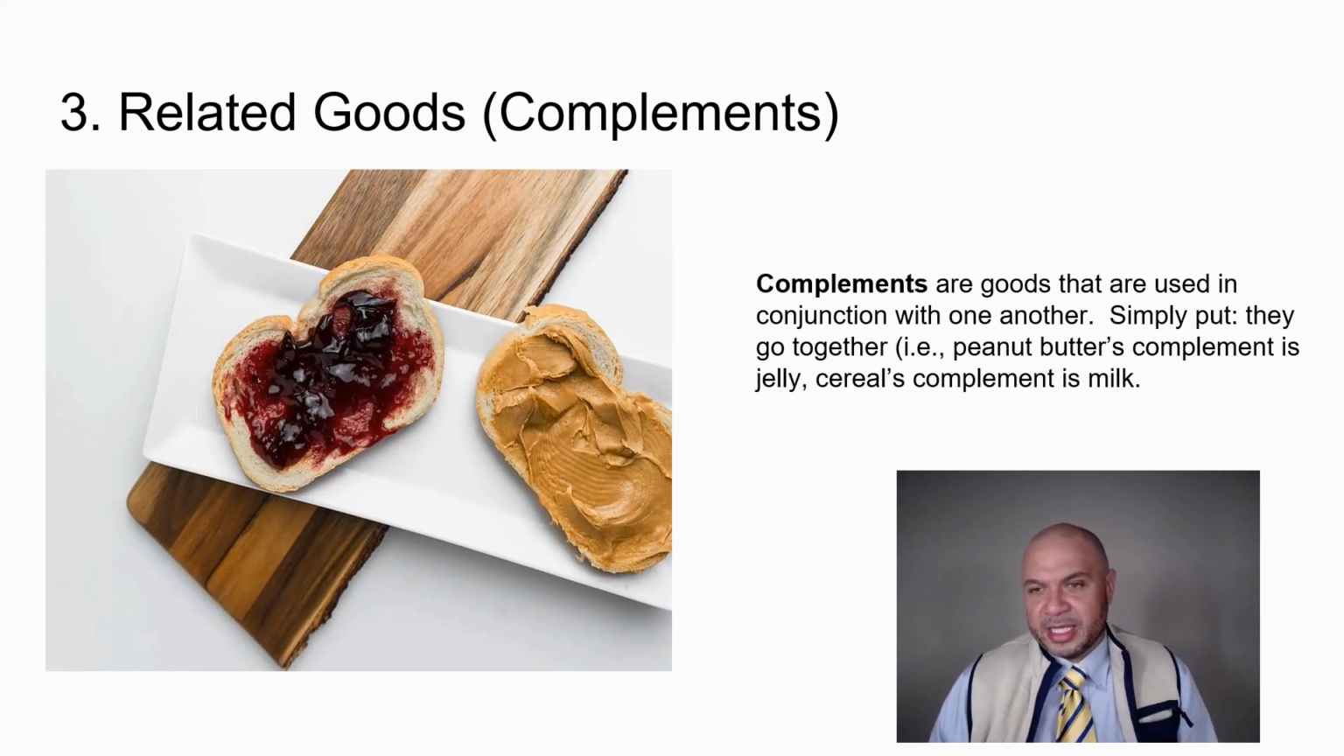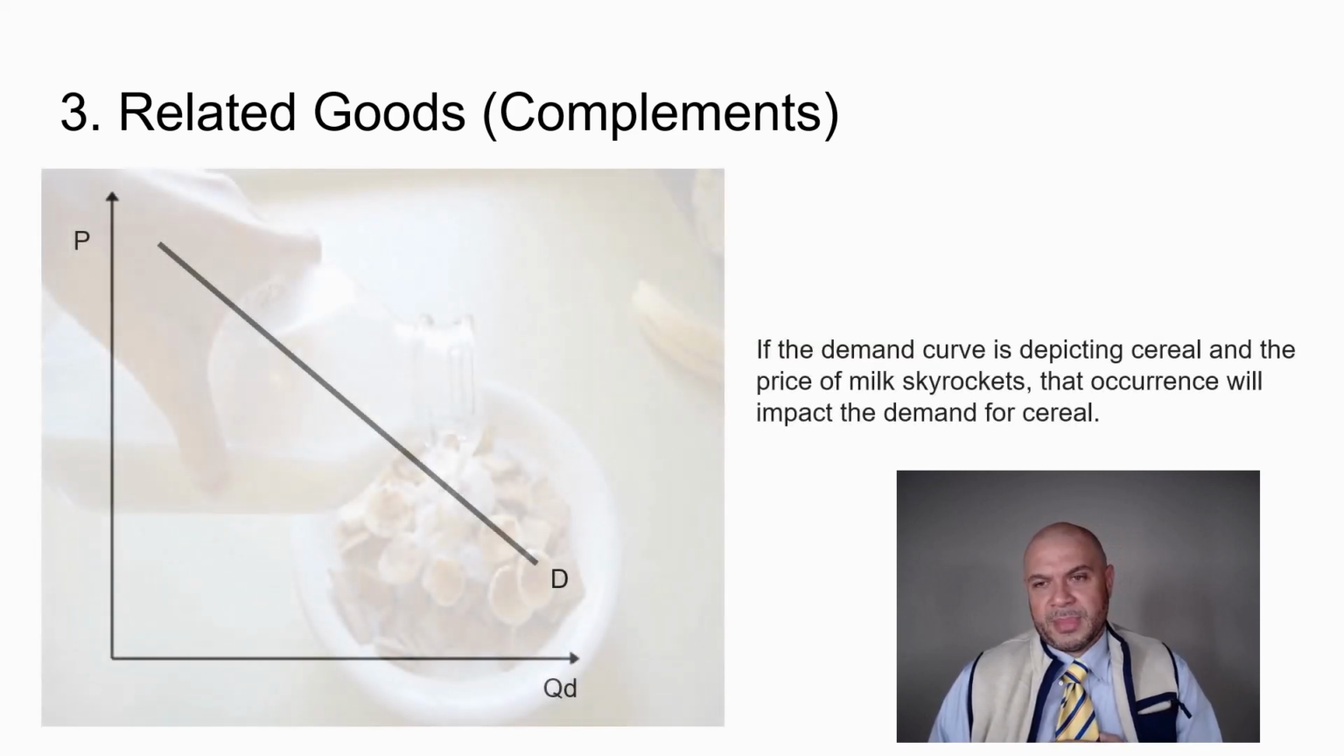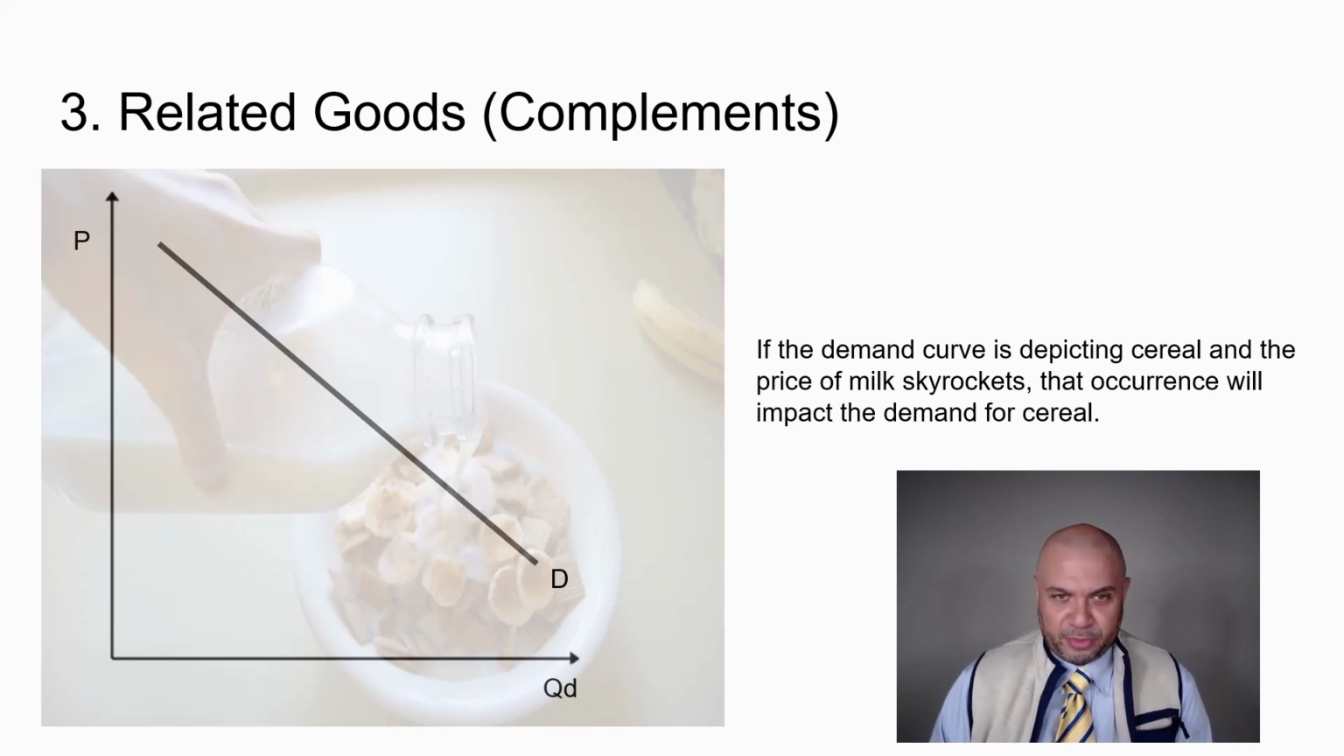Peanut butter, jelly, milk, cereal, razors, shaving cream, shoes, socks, shoelaces, shoes. You get the gist of it. Now, notice we have a demand curve, right? Price, quantity demanded, located in the appropriate places. Demand curve shifts downward. And this is for, let's see here, let's read our scenario.